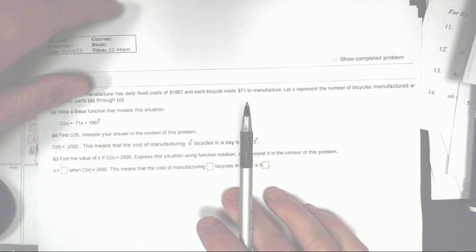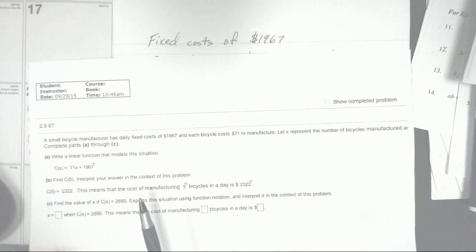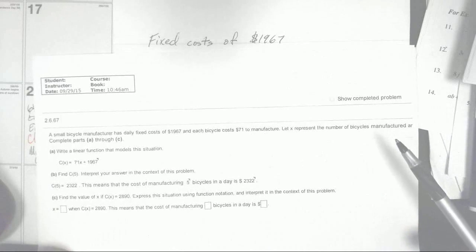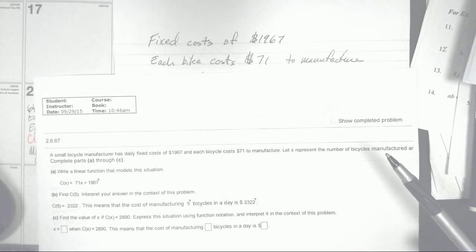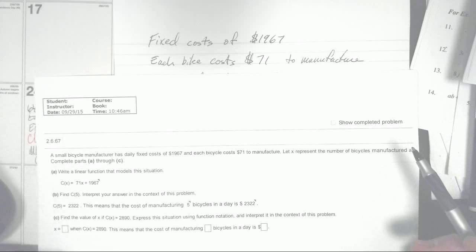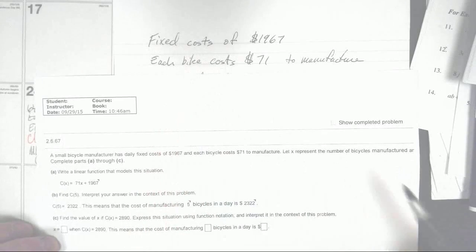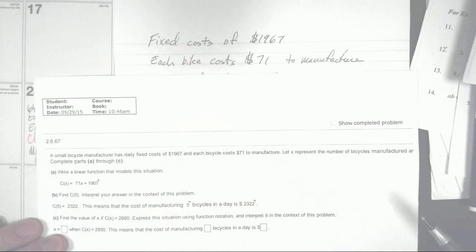So how do we do that? There's the answer. This is from the printout, but let's see what we've got to do here. So the fixed cost of $1,967, each bike costs $71 to manufacture. So basically, every bike you manufacture costs $71, and on top of that, there's a fixed cost of $1,967. Okay, so whether I manufacture 10 bikes or just one bike, the $1,967 always applies. It's a fixed value. It's a fixed cost. Okay, and then for each bike, it's $71 to manufacture.